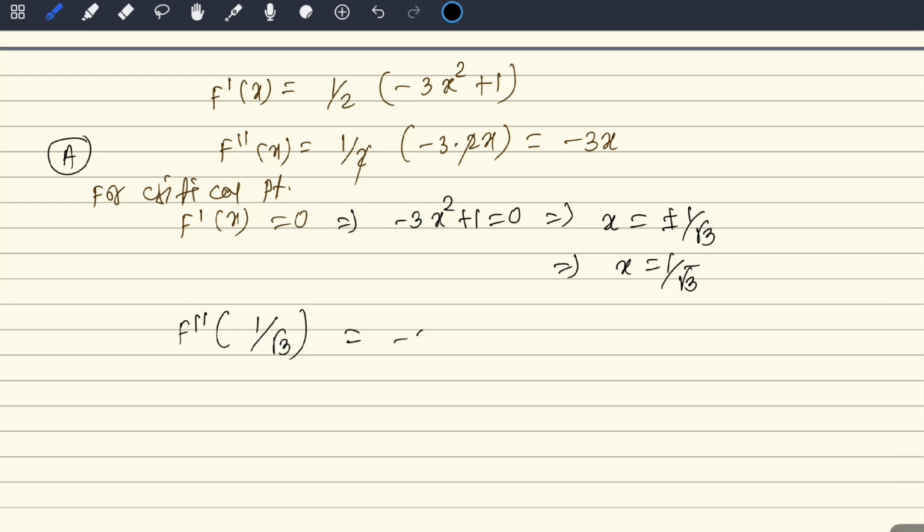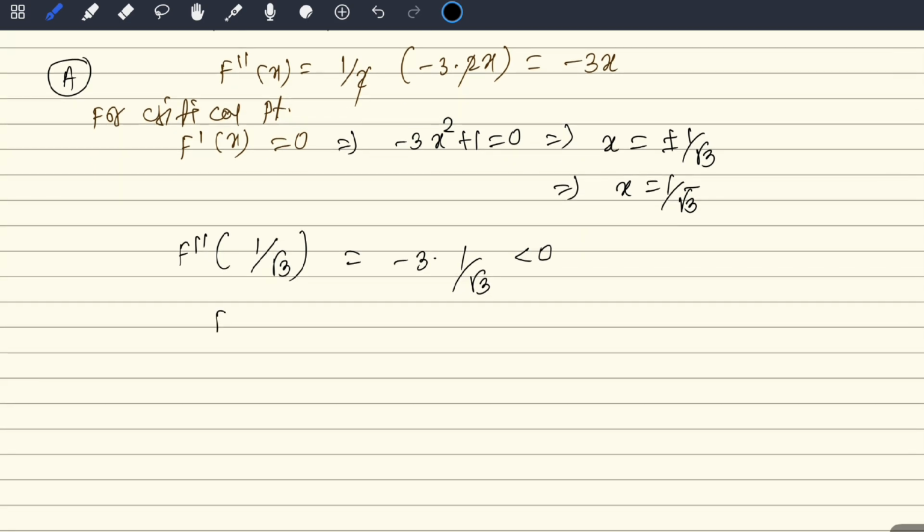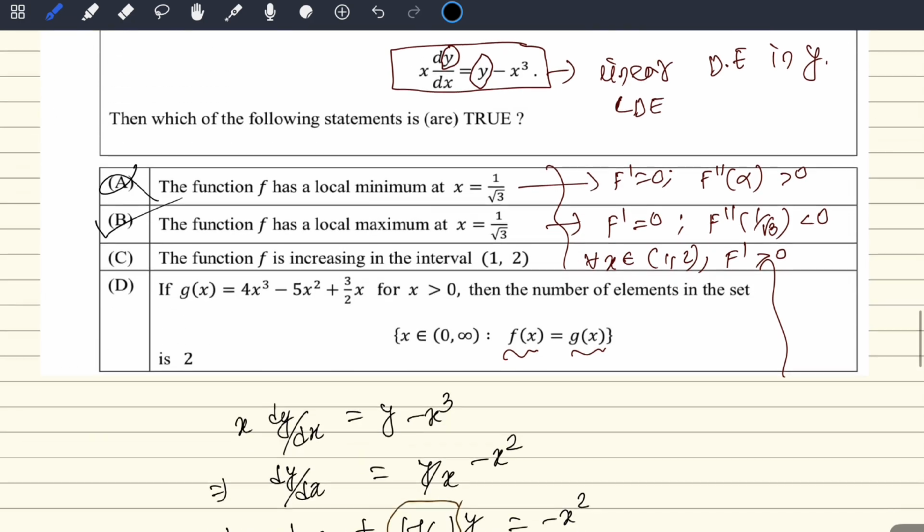This becomes minus 3 into 1 by root 3. So this is negative. If the double derivative is negative, that means f of x has a local maximum at x is equal to 1 by root 3. So local minimum is wrong, local maximum is correct. Option B is correct. Now we have to check C and D.